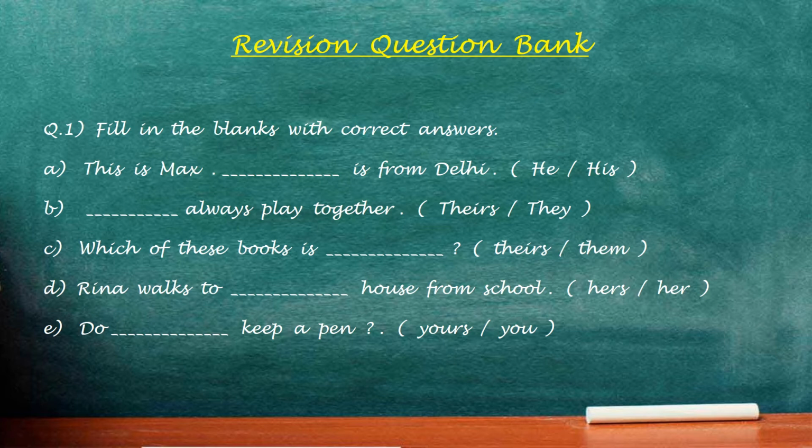A. This is Max. Dash is from Delhi. You have two options, he or his. B. Dash always play together. You have two options, theirs and they. C. Which of these books is dash, theirs or them? D. Reena walks to dash house from school. You have two options, hers or her. E. Do dash keep a pen? Your options are yours and you.